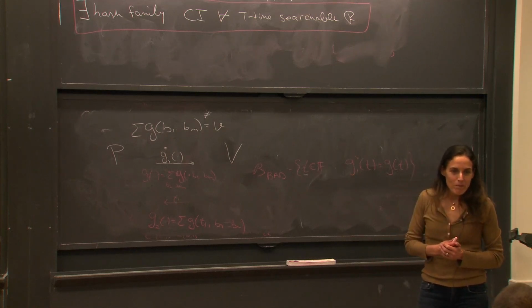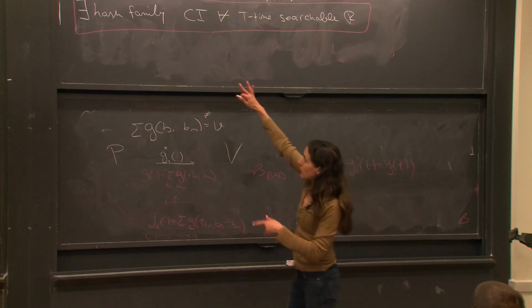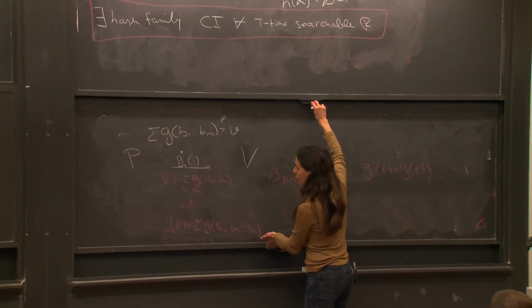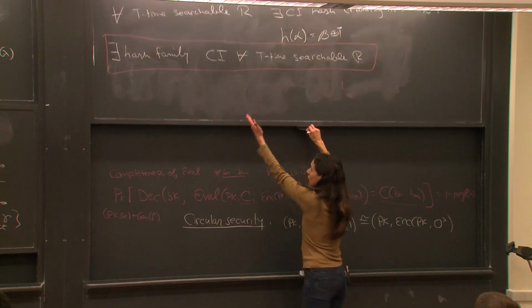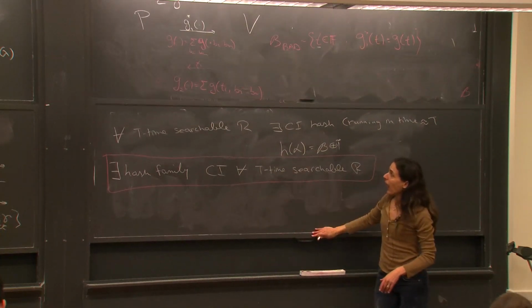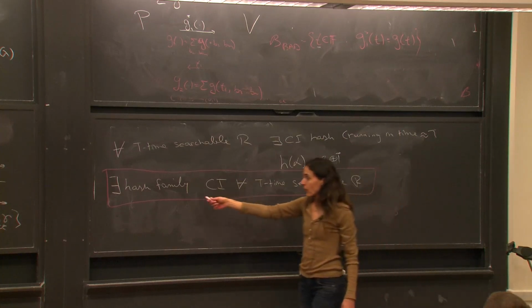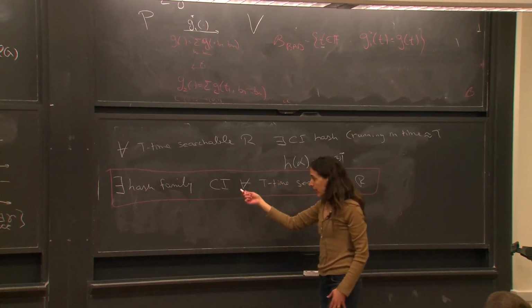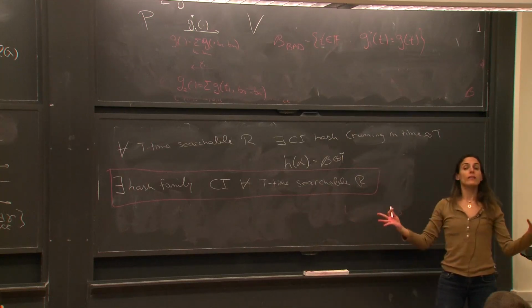What will our hash function look like? It's the exact same. So the question was, what does our hash function look like? I'll tell you exactly what it is when I prove this, and you'll see it's the exact same hash function. I say here that there exists a hash function that's correlation intractable with respect to any T times searchable relation. What is this hash function?